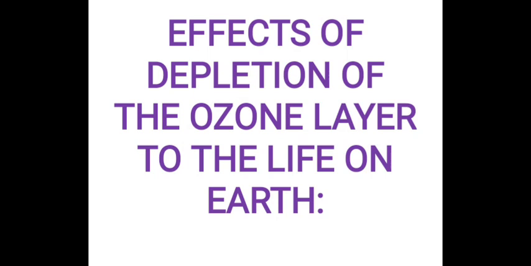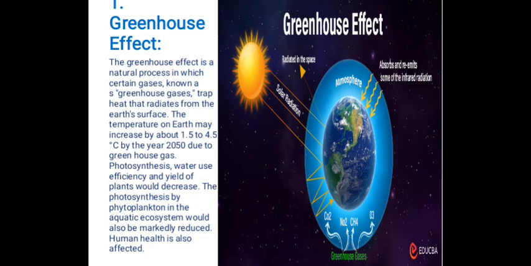Let's look at the effects of depletion of the ozone layer to the life on Earth. The first one is greenhouse effect. The greenhouse effect is a natural process in which certain gases known as greenhouse gases trap heat that radiate from the Earth's surface. The temperature on the Earth may increase by about 1.5 to 4.5 degrees Celsius by the year 2050 due to greenhouse gases.